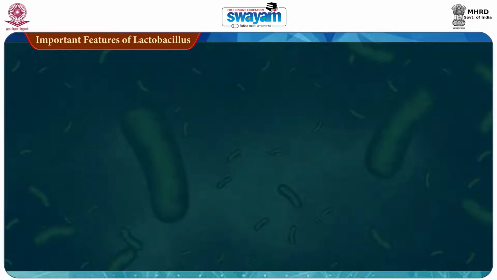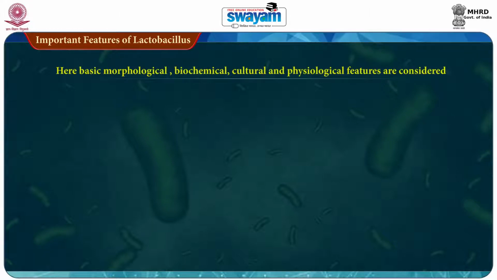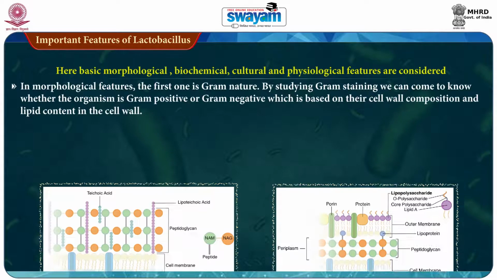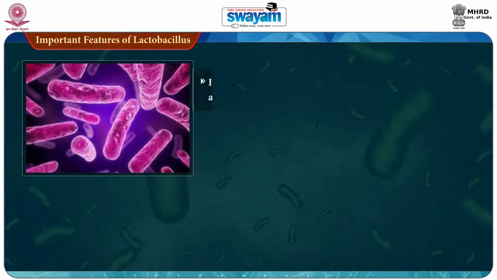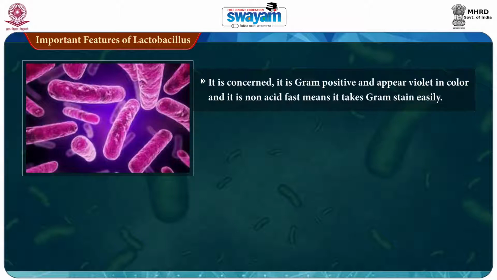After classification, let's have a look at the important features of Lactobacillus. Here, basic morphological, biochemical, cultural and physiological features are considered. In morphological features, the first one is Gram nature. By studying the Gram staining, we can come to know whether the organism is Gram positive or Gram negative, which is based on their cell wall composition and the lipid content in the cell wall. Lactobacillus is Gram positive and appears violet in color, and it is non-acid fast, which means it takes Gram stain readily.